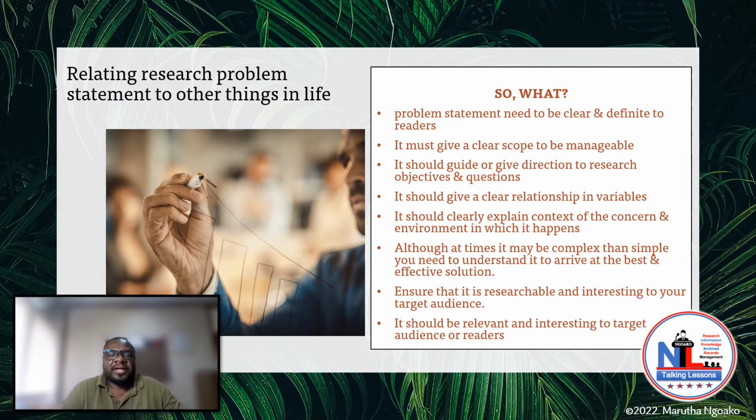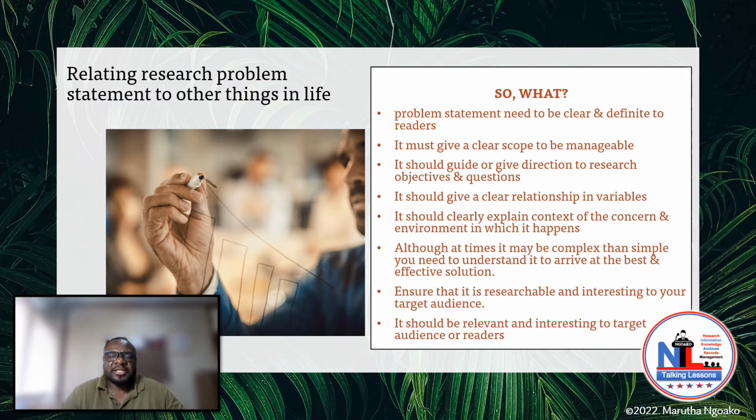Furthermore, although at times it may be complex rather than simple, you need to understand that to arrive at the best and effective solution. So without understanding the problem statement or the problem of the research project, it will always be difficult for you to arrive at the best and effective solution for such a problem, because you don't understand the problem. You don't understand what you want to solve.